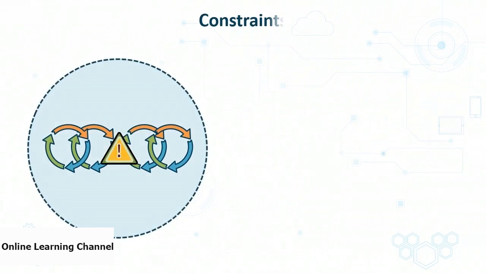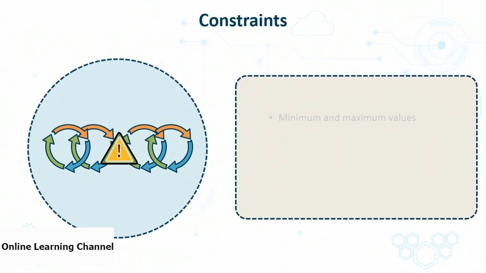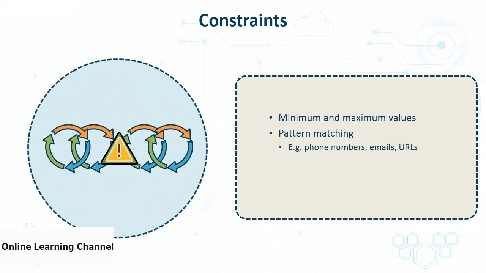What do we mean by constraints on the data? Well, does the data conform to a minimum and maximum value? Does it fall within that particular range? Does it match a particular pattern? So quite often we have strings such as phone numbers, emails, and URLs that have to match a particular format. So the phone numbers, we might be expecting a country code, an area code, and a certain number of digits. The emails, well, we're looking for an @ symbol and a valid domain name.